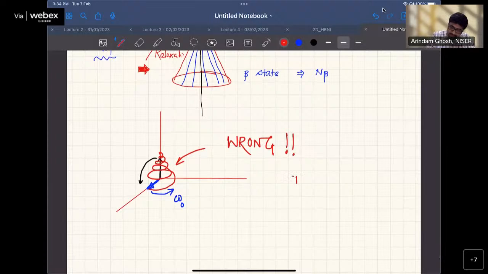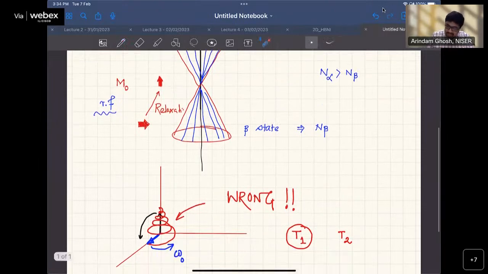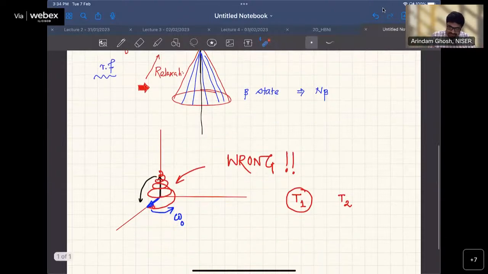So that is why we have two different time constants we'll be talking about. One is called T1, another is called T2. I don't know if you have heard about them. You will be hearing them a lot in this NMR course. This time constant T1 tells the typical time it takes for the Z component to build up, coming back. And T2 is the typical time it takes for the X or Y component to vanish. Now the question is, if this is the picture, then T1 and T2 should be the same.